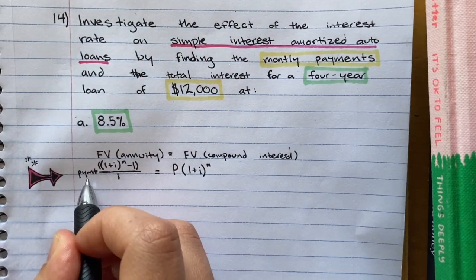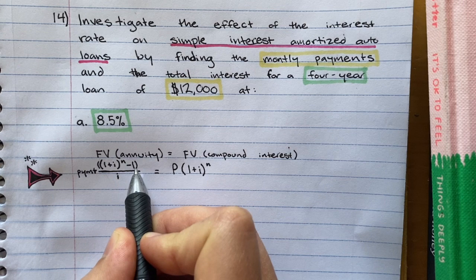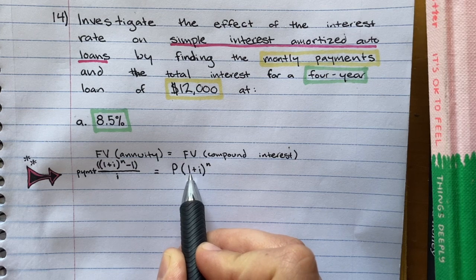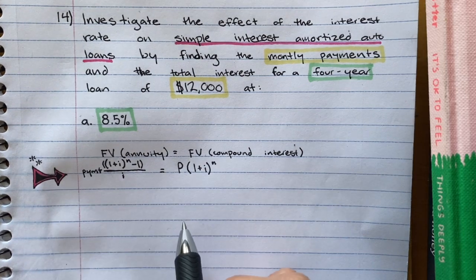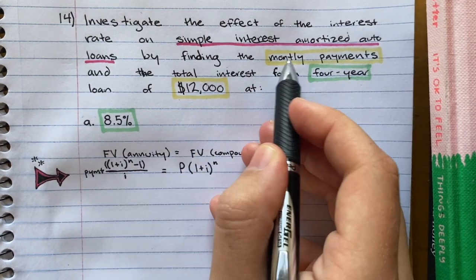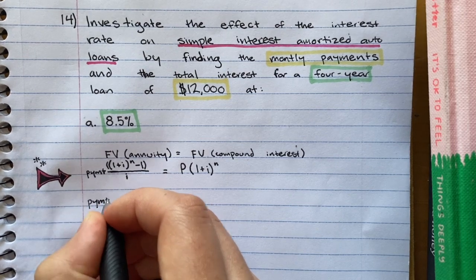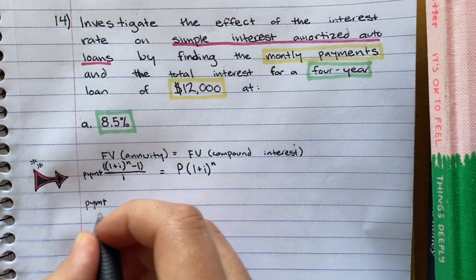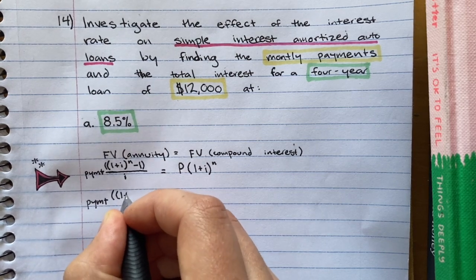It's the payment times (1 plus I)^n minus 1 over I, equals the principal times (1 plus I)^n. So let's go through what some of this stuff means. The payment is what we're solving for, as you can tell by finding the monthly payment up there. And that section is highlighted in yellow for another reason. It's because it tells us monthly, which is going to be important when we try to figure out what I means.